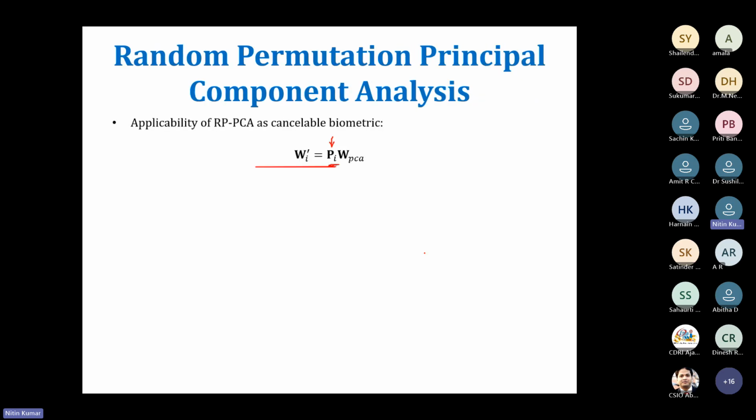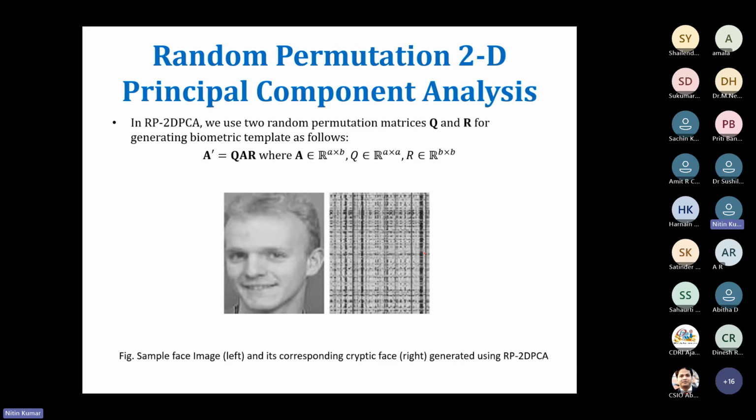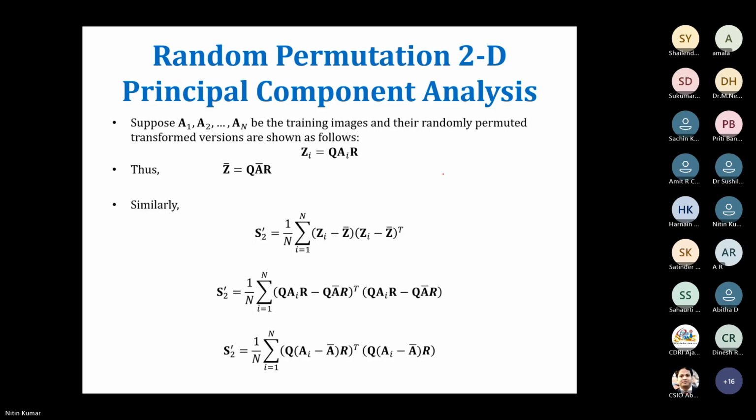In 2D also the same thing will happen. Here we pre-multiply and post-multiply with Q and R. This is the mathematical formulation, done the same way, just like the PCA but for the case of 2D. So here we are using two matrices instead of one: one for changing the rows, another for changing the columns. And this is the mean, again the same thing that we do for 2D PCA. Here we are using S2 as the scatter matrix or covariance matrix.